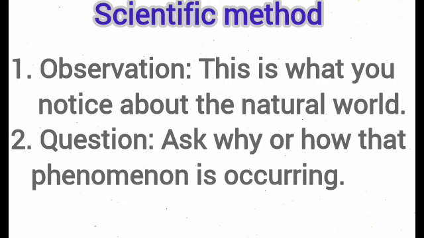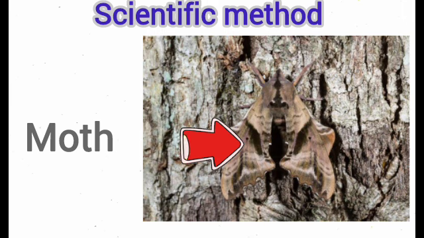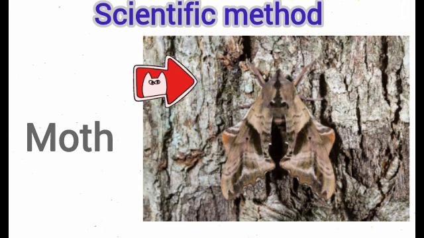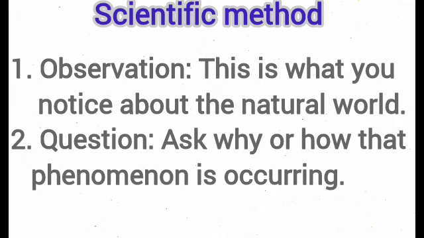Now let's discuss the first step, observation. Observation is what you actually notice in the natural world. For example, take a look at this picture. You actually observe that the moss in this picture looks like the bark of the wood. So that's an observation. In some cases, you may notice that an animal is located in a particular environment. Why? That's an observation. So it's actually what you observed.